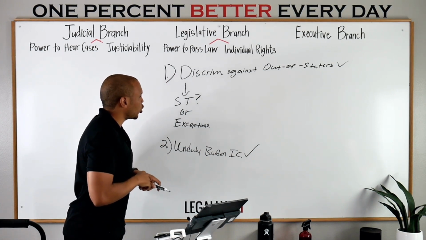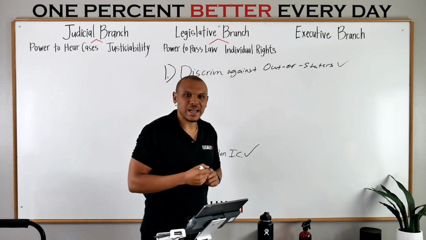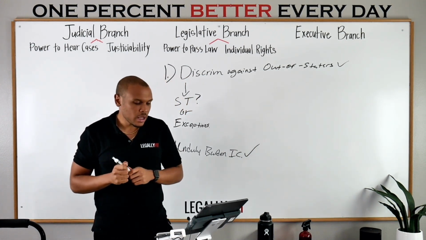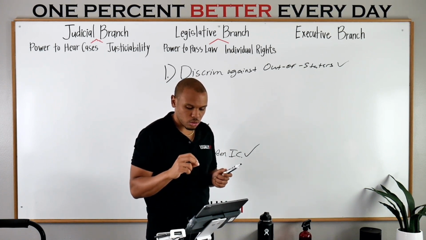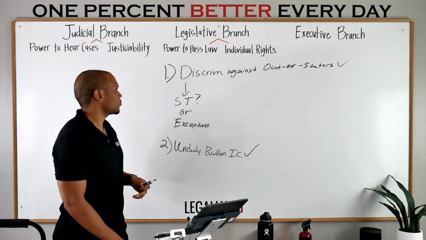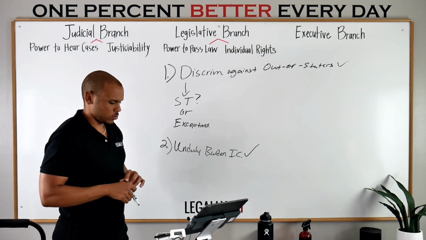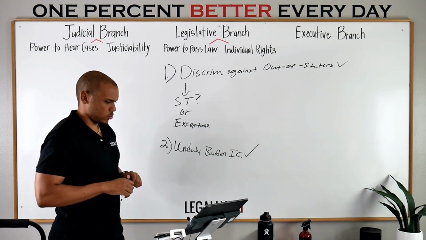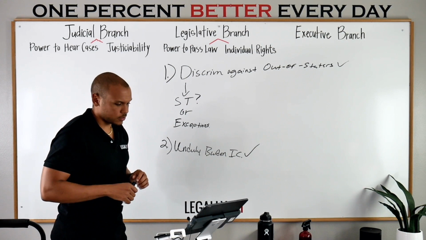All right, so that's the scrutiny test. And then lastly, we have the exceptions. If we're looking at the blueprint, Shane, can you tell me what are the 3 exceptions to this first prong? Yeah, it's market participant, congressional approval, and traditional public function.